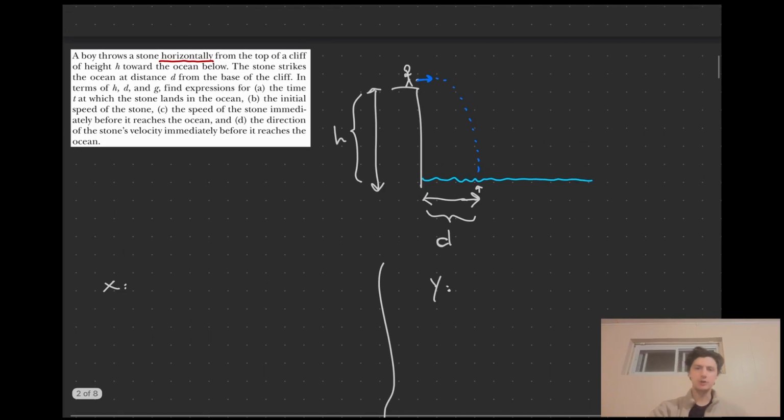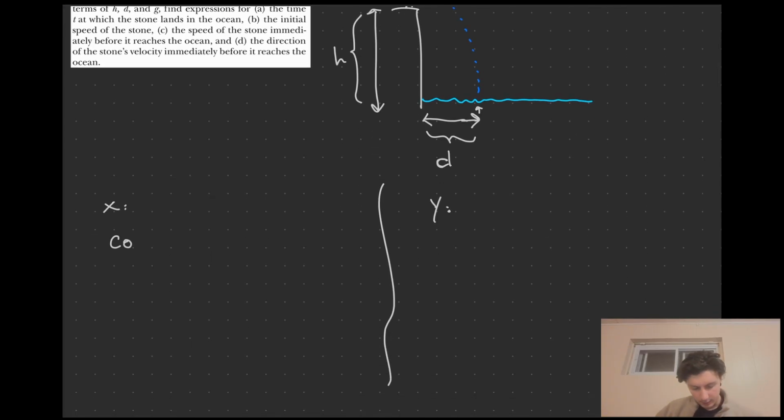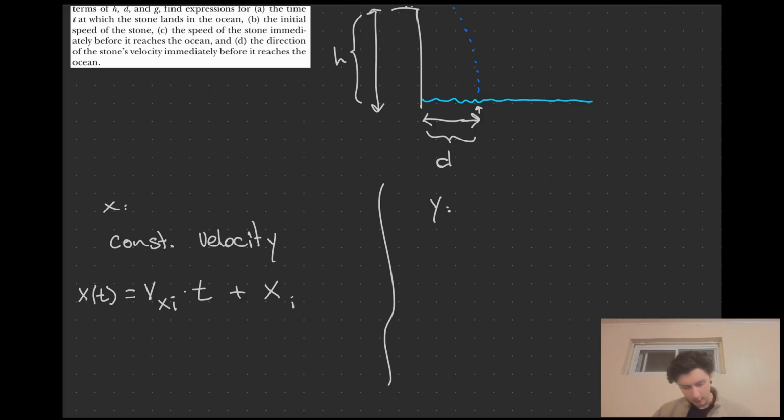In the x direction, the stone is thrown completely horizontally. So this is the model of a particle under constant velocity, right? V in the x direction initially times time plus x initial. This is the equation for the position as a function of time for a particle under constant velocity. This is the constant velocity.